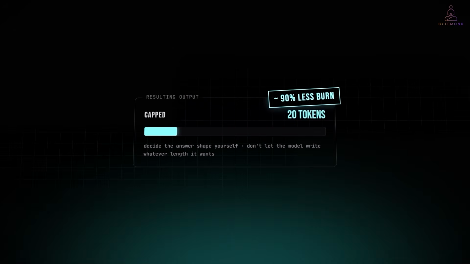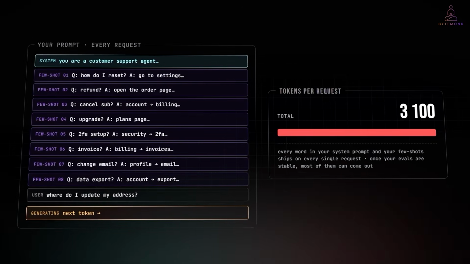So now you know where the money goes. The real question is what to do about it. And there are 4 levers here, and most teams pull none of them. Let's start with the simplest one.